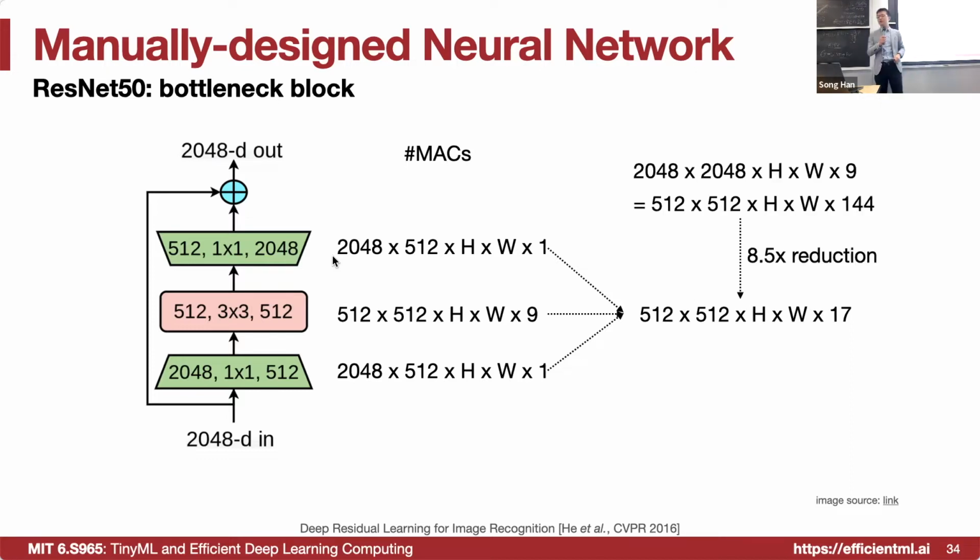Compared with if we directly have just one 3x3 convolution from 2K to 2K channels, okay? That will be 8.5 times more flops compared with using such a bottleneck structure. So that's the design principle of this bottleneck layer.